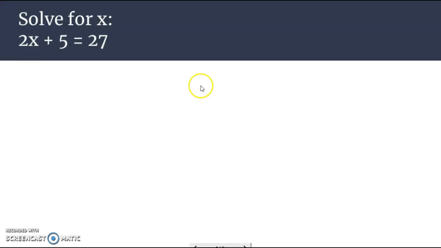Hello everybody. Today we're going to be talking about solving multi-step equations, equations with two or more steps. First one here, 2x plus 5 equals 7.